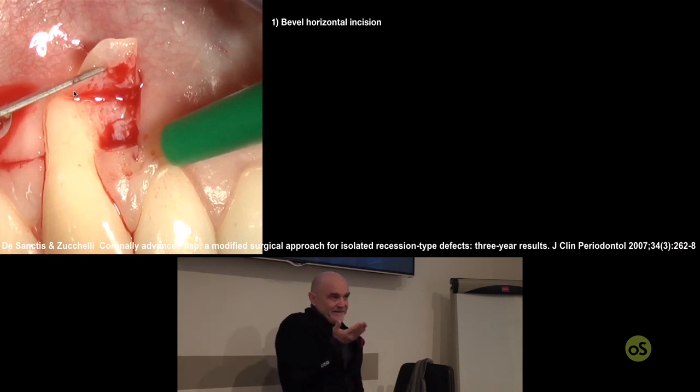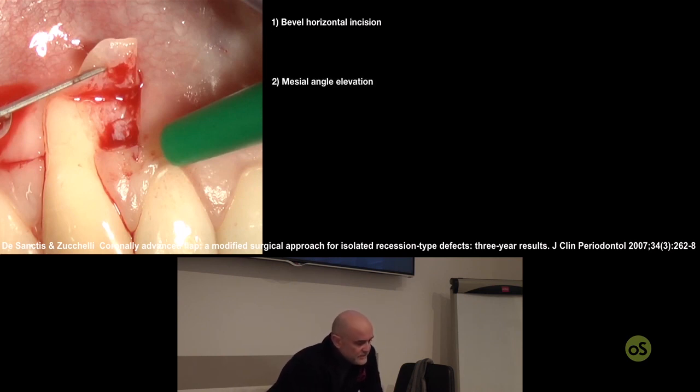This is called blind incision because the incision is done checking the movement of the blade from outside in order to keep always the blade parallel to the external surface. And it is done in different steps. First of all, we bevel the horizontal incision. Then we reach the medial angle.